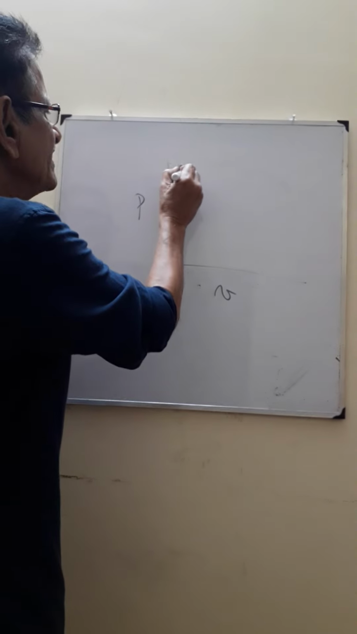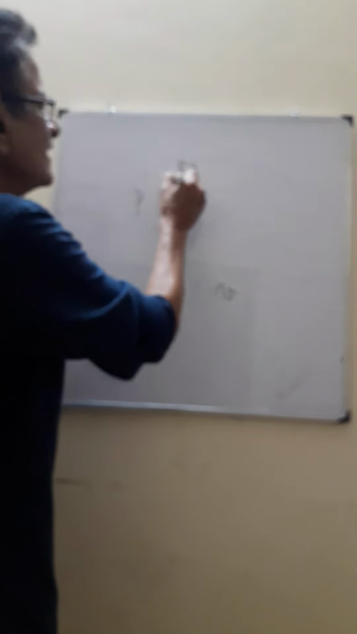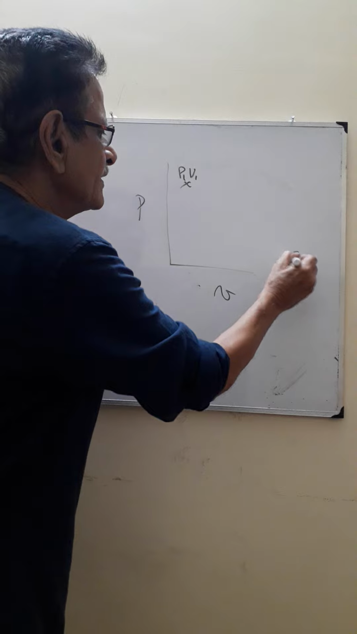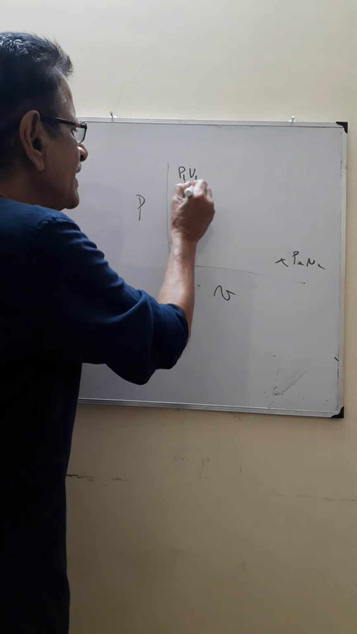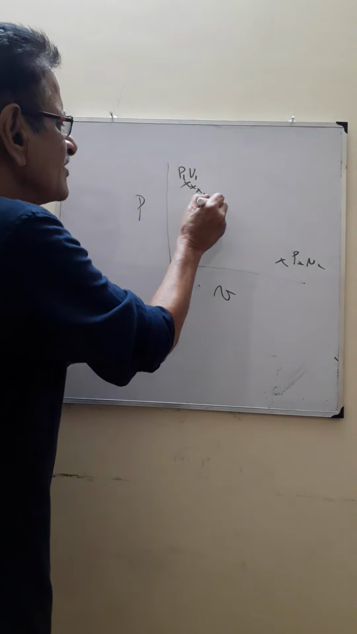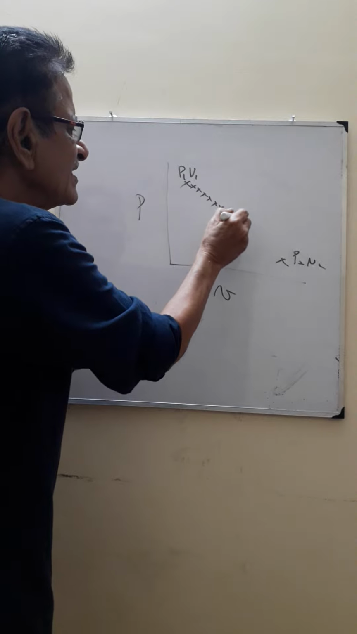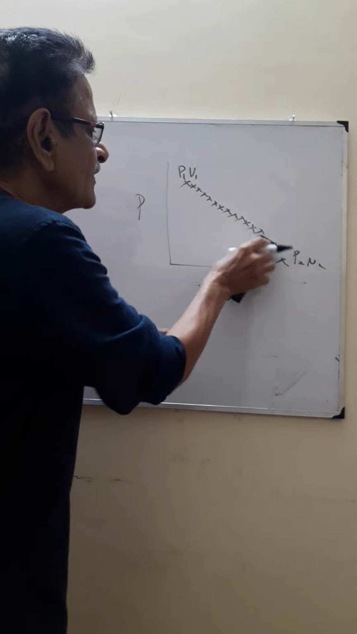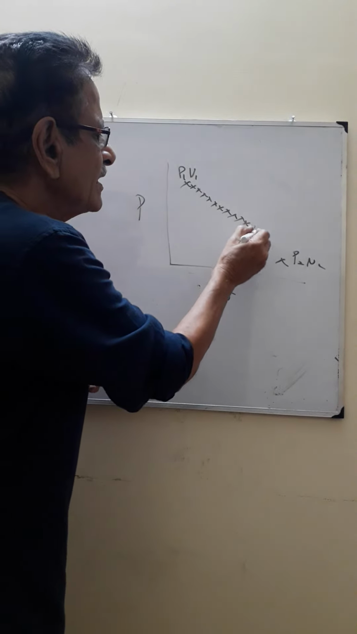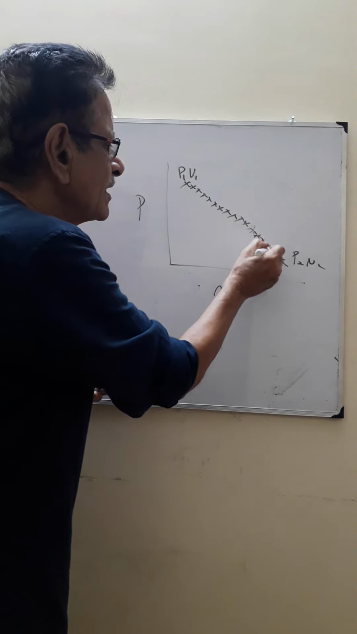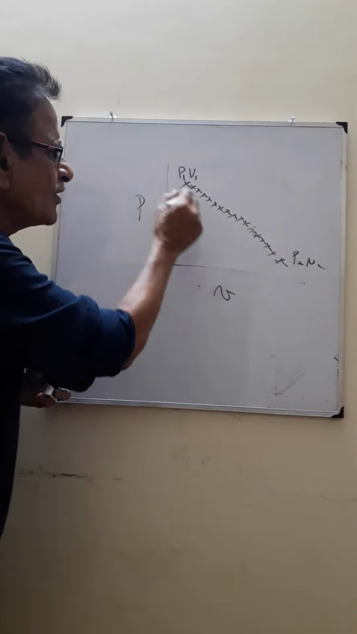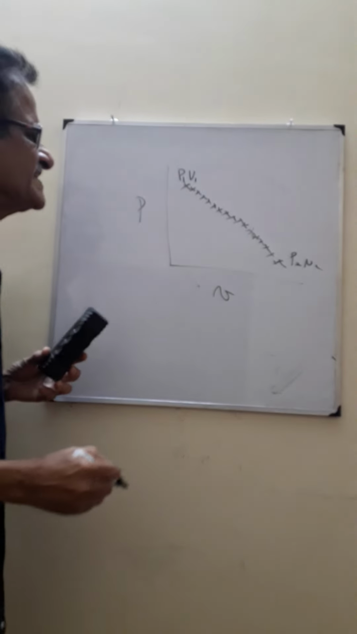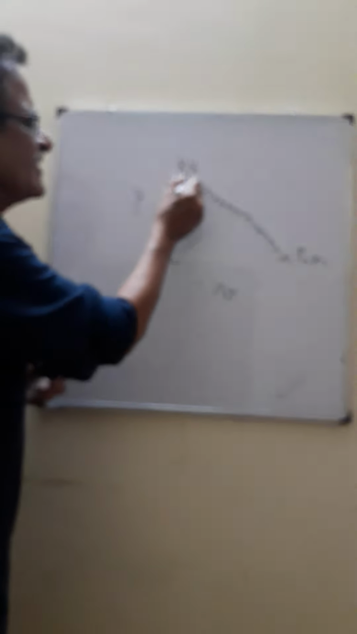P versus V. This is P1, T1, the initial value. The final value is P2, V2. But in between, I know the values, small values like this. I am doing 1 milligram, 1 gram like this. So what you see here is pressure and volume, a continuous relation between pressure and volume. So I can draw a graph now easily.